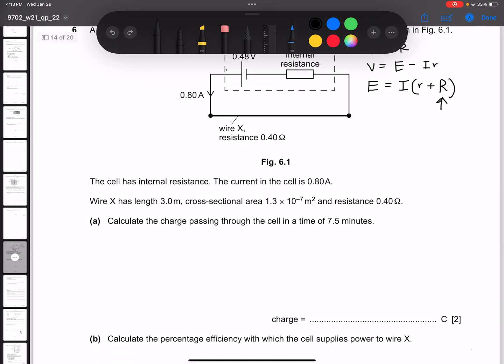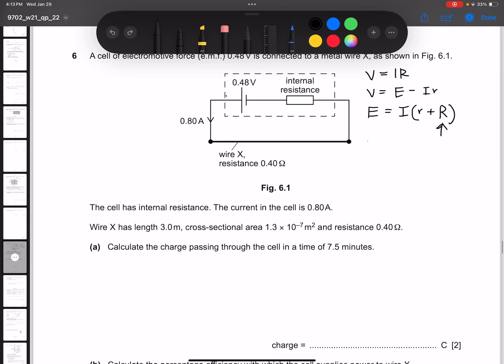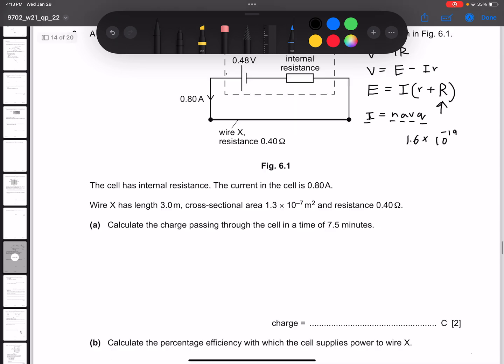Anyway, let's get started. Oh yes, also there is this: I equals nAvq, where q is the charge of a particle, 1.6 times 10 to the power 19 or minus 19, based on whether it's an electron or proton. v is the drift velocity of the electrons. A is the cross-sectional area of the wire it's going through. n is the number density of electrons, and I is the current. Okay, let's get started.